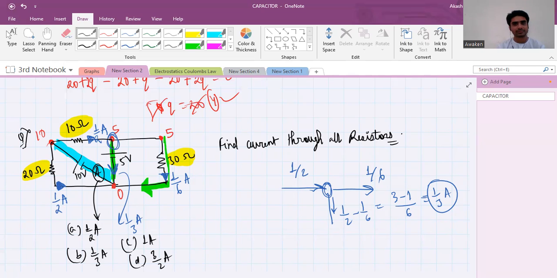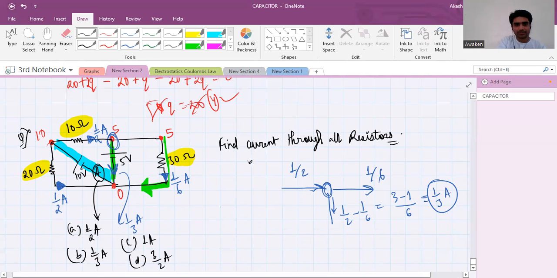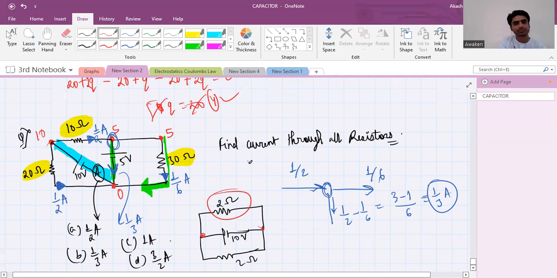Yes or no? When I draw a circuit like this, for example, focus here. Say I draw a circuit like this. So this is 10 volt, 2 ohm, 2 ohm. Can you say that across this 10 volt, this 2 ohm is connected? Yes. What is the current through 2 ohm? What is the potential difference? Here is 10, here is 0, right? So 5 ampere. This is the current, right?